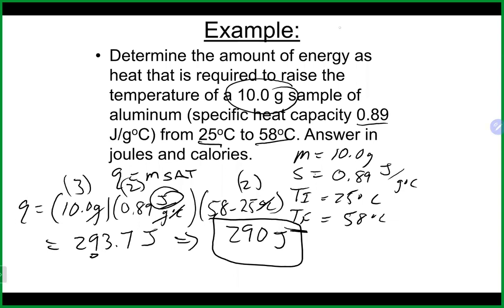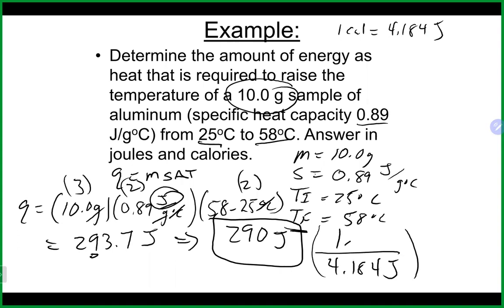So once again, 1 calorie is 4.184 joules. So we'll take this and divide by 4.184 joules is 1 calorie. Those will cancel, gets us about 69, I think. 69 calories. First off, any questions on the calculation?